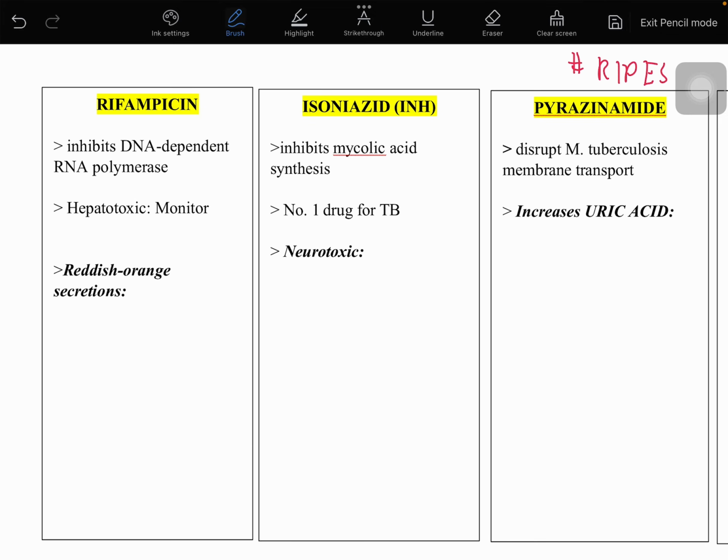rifampicin natin. Pag sinabi natin rifampicin, ang kanyang mechanism of action nakalagay dito, it inhibits your DNA-dependent RNA polymerase, wherein nai-impair po natin yung mismong synthesis natin or yung RNA synthesis, wherein mahihirapan na po silang mag-replicate. Therefore, yung action na yun, this is considered as bactericidal. Okay, kasi nai-impair na po natin yung mismong synthesis para makapag-replicate yung ating causative agent.